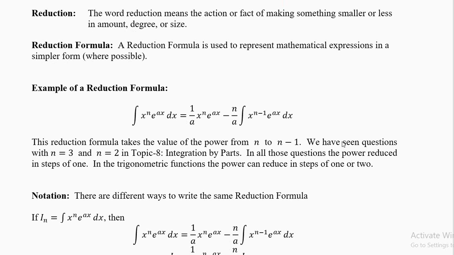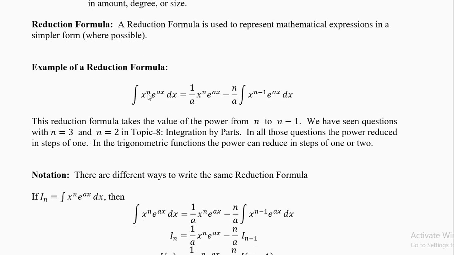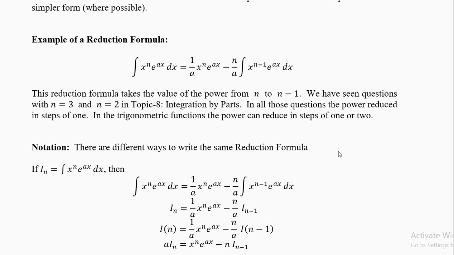One example of a reduction formula is the integral of x^n e^(ax). It is (1/a) x^n e^(ax) minus (n/a) times the integral of x^(n-1) e^(ax). Now look, you started with x^n and you ended up going to x^(n-1). We have done questions for power 3, 2, 1 and even 0. So if you start with power 3, it will go to power 2, then in the next stage power 1 and then power 0, which you know how to do.